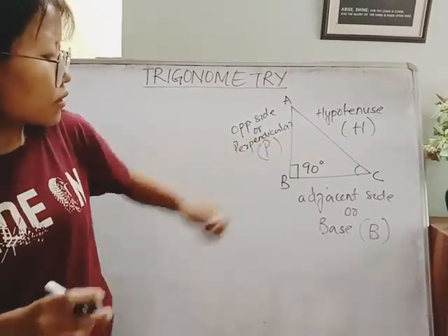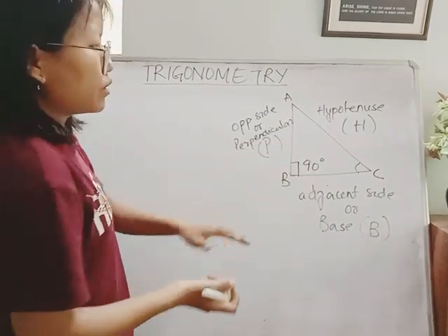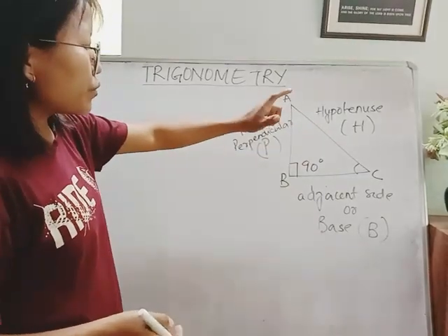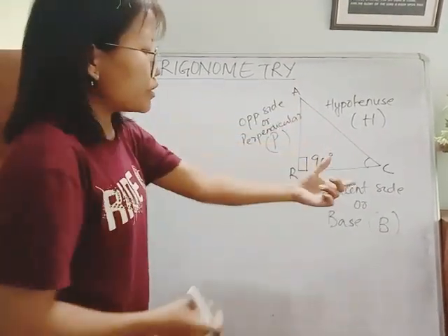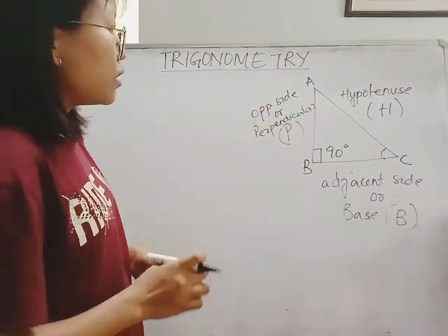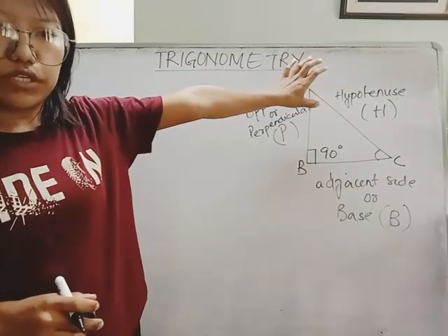The sides of this triangle will change when we consider angle A in place of angle C. That is, when we consider acute angle C, BC will become the perpendicular and AB will become the base. And remember this, AC is the longest side of a right triangle.